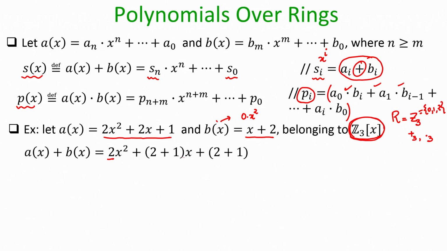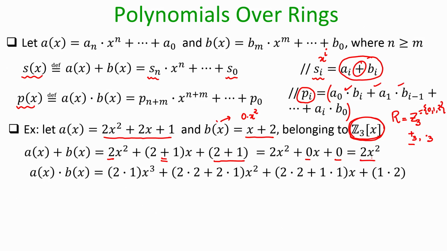Now, the coefficient of x will be 2 plus 1, but this is not the usual plus, this is now the plus modulo 3. So, that is why the coefficient of x will vanish, and in the same way the constant coefficient will be 2 plus 1, but now this is 2 plus 1 modulo 3, which will become 0. So, you can now see that the summation of these two polynomials will be 2x square.